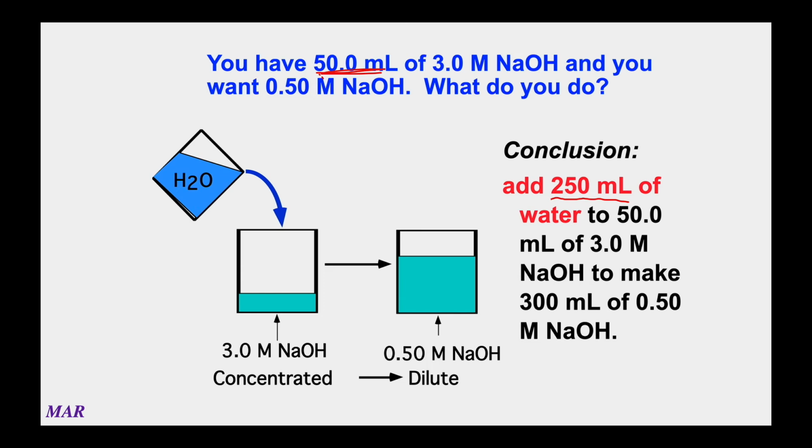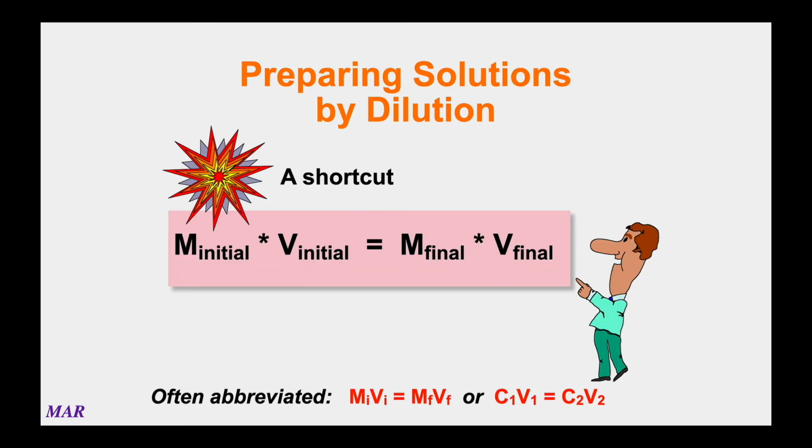You don't want to add 300 milliliters when 50 milliliters is already there. You want a total volume of 300 milliliters. So we would go 300 minus 50, or 250 milliliters of water, to make our solution correct. Pretty cool. Scientists will often use this expression to calculate the new diluted concentration in a much easier way.